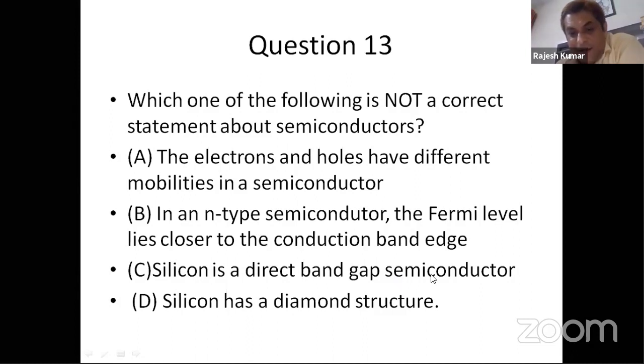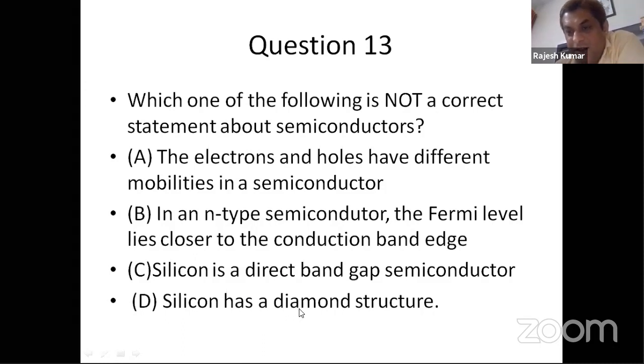Silicon is a direct band semiconductor. No, it's an indirect band semiconductor. A semiconductor in which there is a change in momentum as you go from the valence band to the conduction band is called an indirect band gap semiconductor, whereas a semiconductor in which there's no momentum change of the electrons as they go from the valence to the conduction band is called a direct band gap semiconductor. In the case of silicon, there's a change in the momentum. Therefore, silicon is an indirect band gap semiconductor.